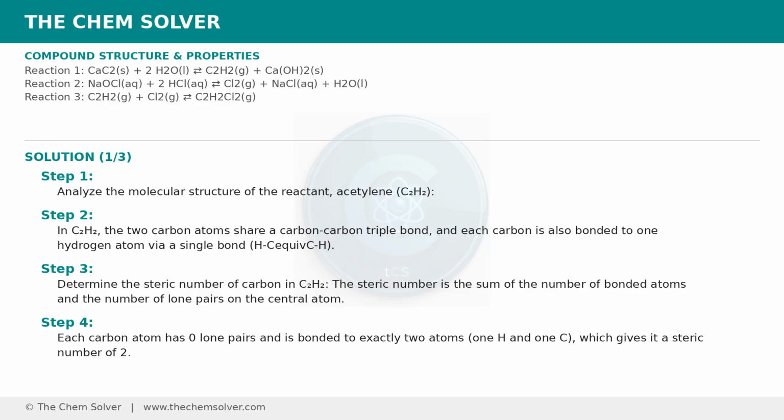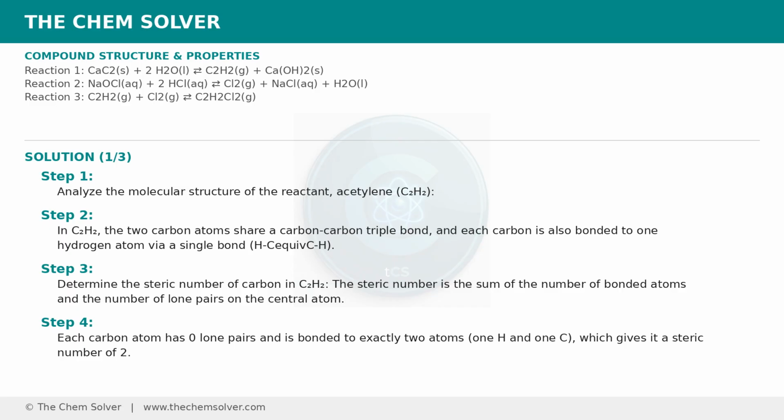Analyze the molecular structure of the reactant, acetylene, C2H2. The two carbon atoms share a carbon-carbon triple bond, and each carbon is also bonded to one hydrogen atom via a single bond, H-C≡C-H. Determine the steric number of carbon in C2H2.